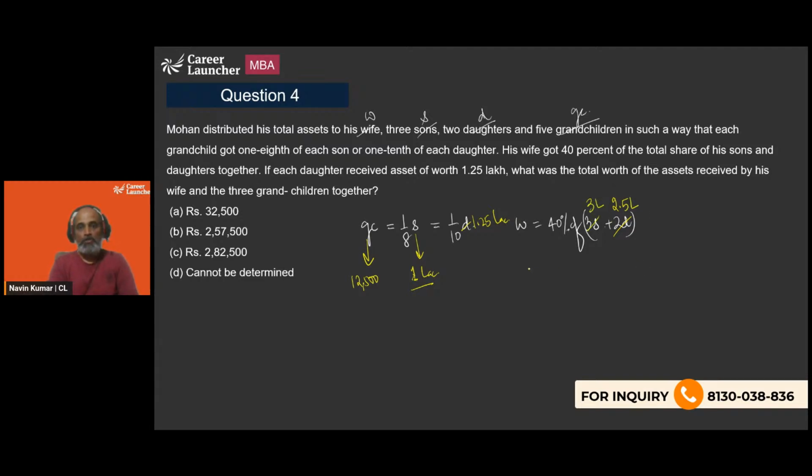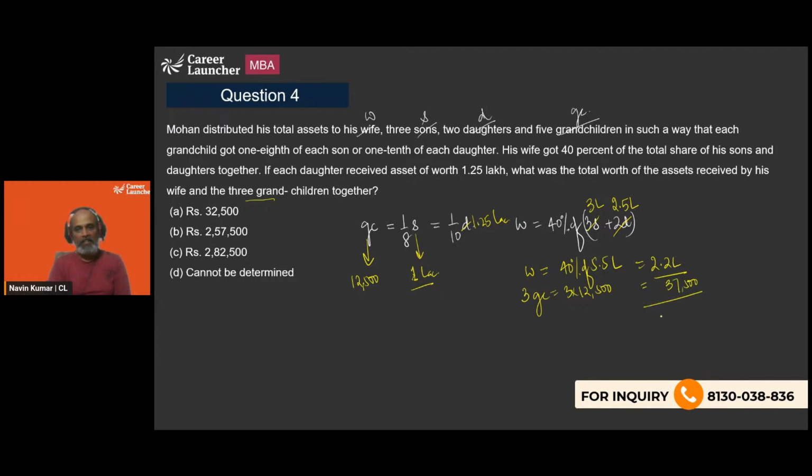So wife will get 40% of 5.5 lakh. Now, 10% of 5.5 lakh is 50,000. So 40% is going to be 2.2 lakh. So wife gets 2.2 lakh. And 3 grandchildren, each grandchild gets 12,500. So 3 grandchildren will get 3 times 12,500, which is nothing but 37,500.